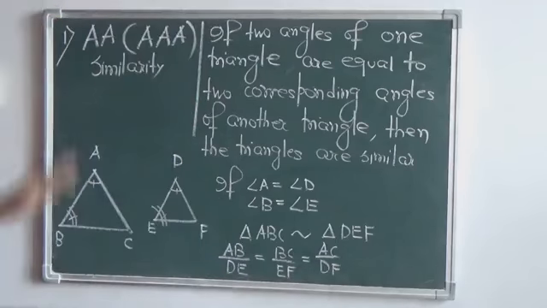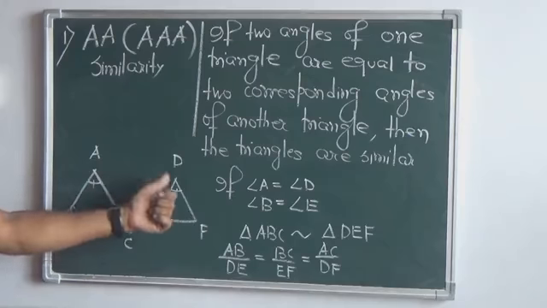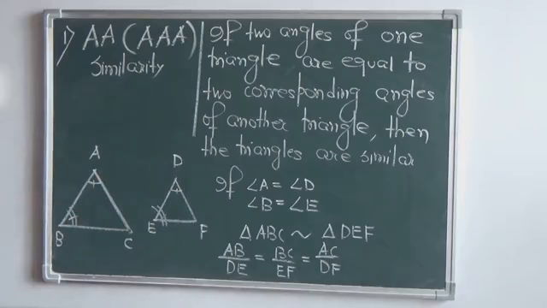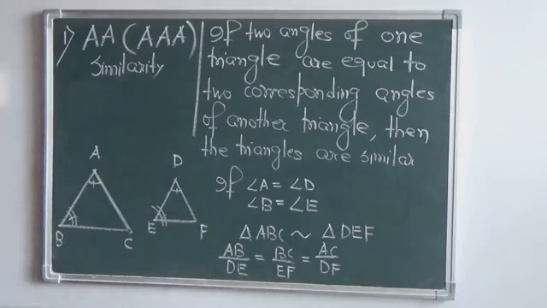So the first criteria or rule to prove that two triangles are similar is that two angles of one triangle should be equal to the corresponding angles of the other triangle, and thereby the third angle automatically becomes equal. So if you can prove that any two angles of one triangle are equal to the corresponding angles of the other triangle, you can directly say that the two triangles are similar, and when they are similar, then this property automatically becomes active, that is, the sides are proportional.